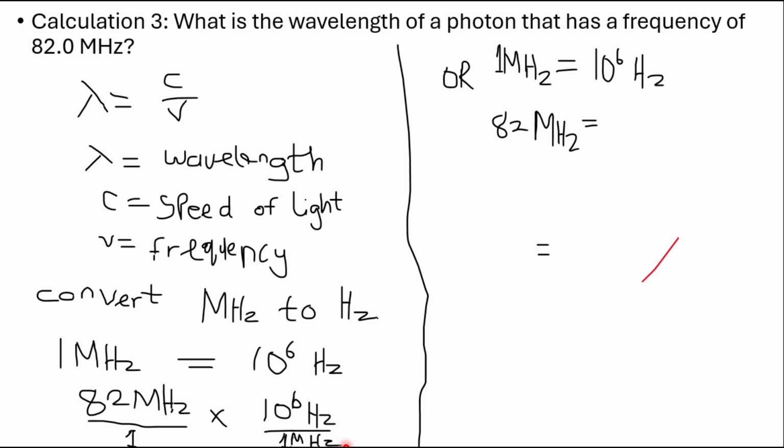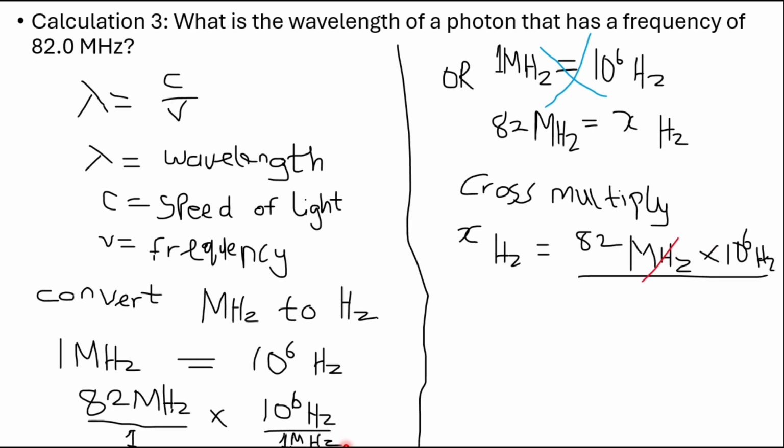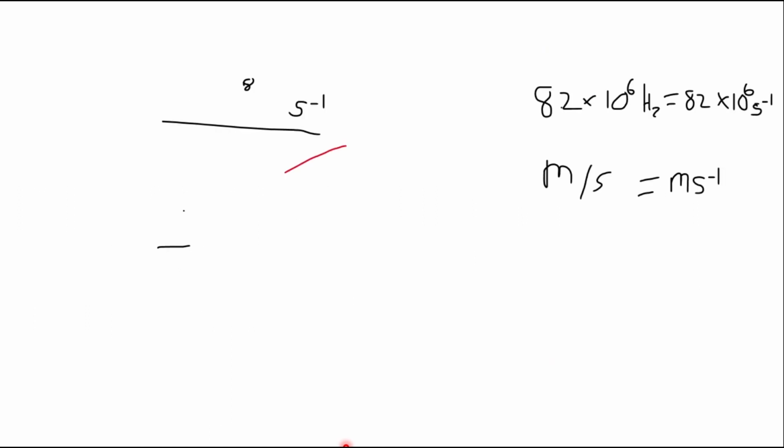Or we can make the x subject of the formula by saying if 1 megahertz is equal to 10 raised to power 6 hertz, 82 megahertz will be equal to x. We cross multiply it. After cross multiplication, we make x the subject of the formula, which we are going to have as 82 megahertz times 10 raised to power 6 over 1 megahertz. The megahertz will cancel megahertz, and our final answer will be 82 times 10 raised to power 6 hertz.